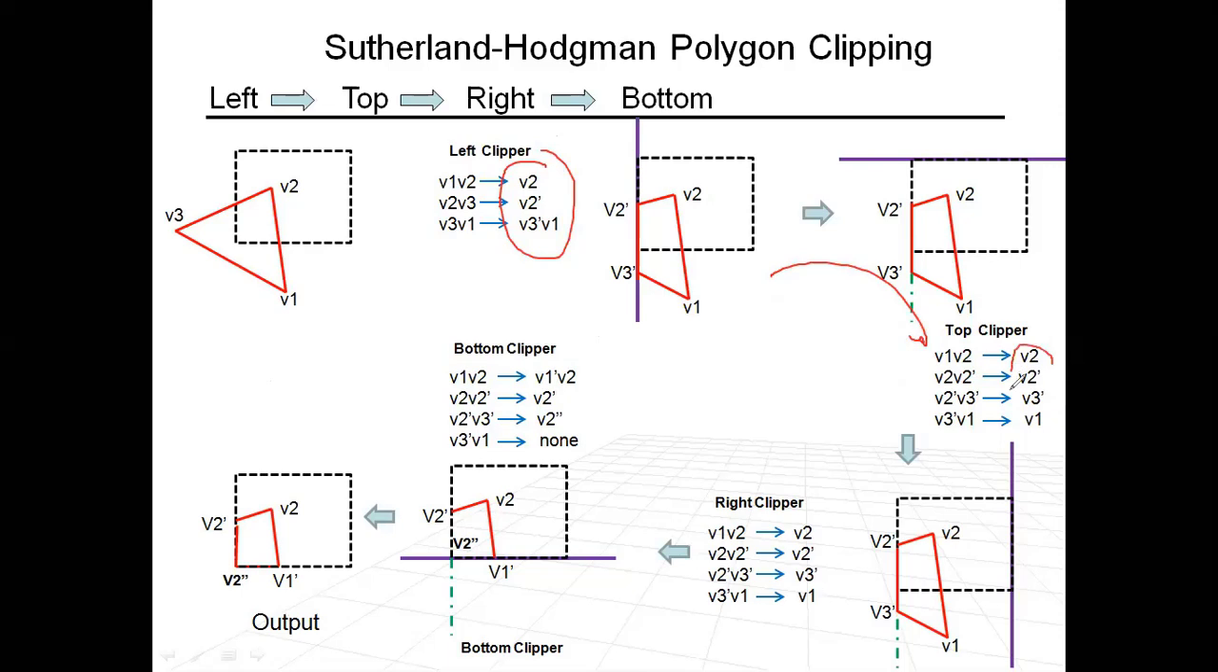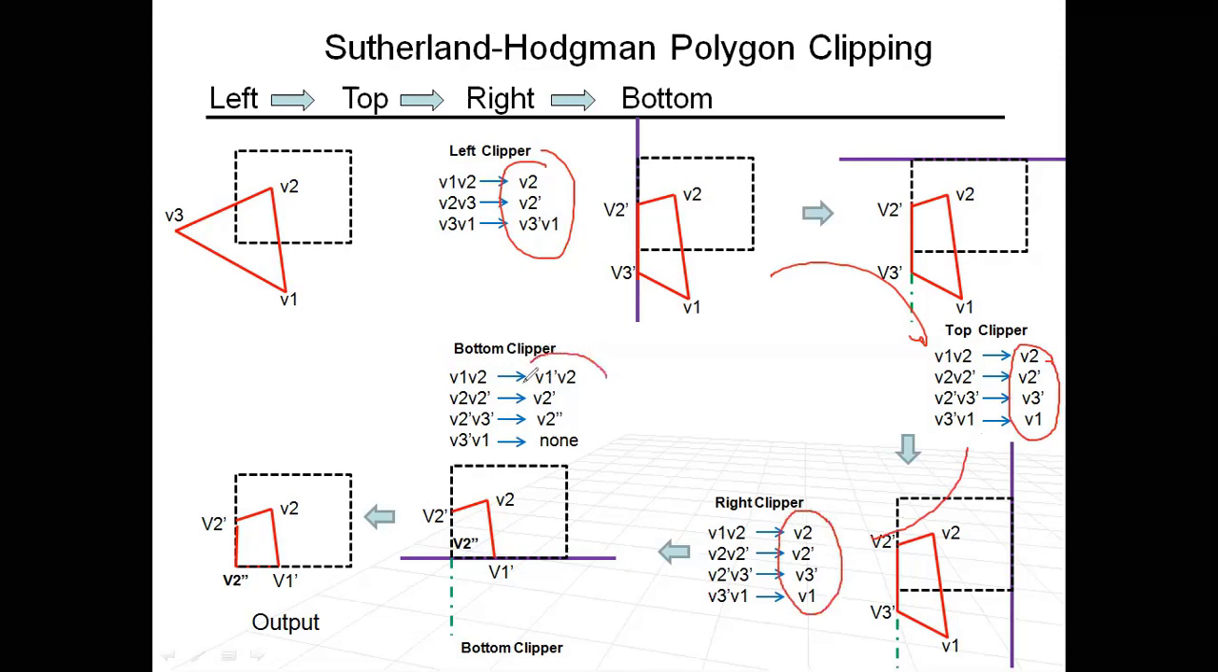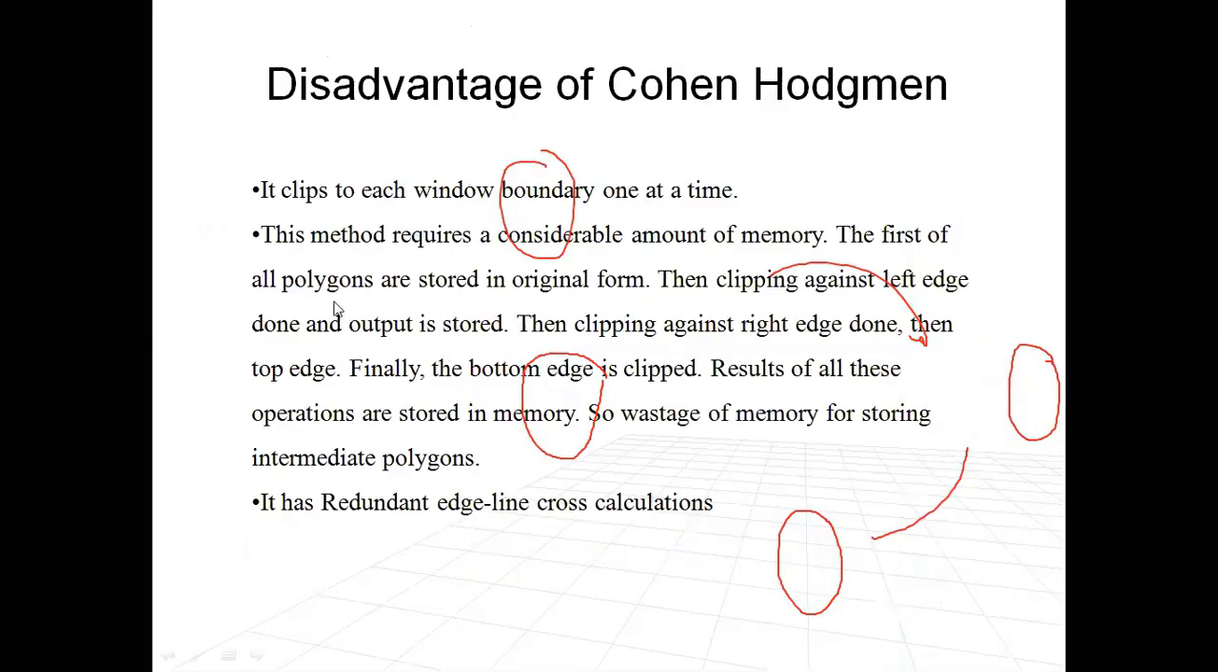Now this resultant is passed to this. Then again these vertices are saved. Then the resultant is passed to this. The vertices are saved, and then again the vertices are saved. So this all eats up a huge amount of memory, that is a wastage of memory. So just what is written over here, this method requires a considerable amount of memory. First of all, polygons are stored in original form, then clipping against left edge is done and output is stored, then clipping against right edge is done, then top edge, finally the bottom edge is clipped. Results of all these operations are stored in memory. So wastage of memory for storing intermediate polygons.